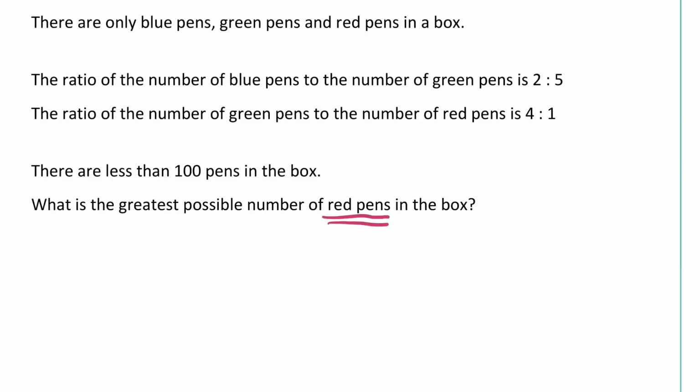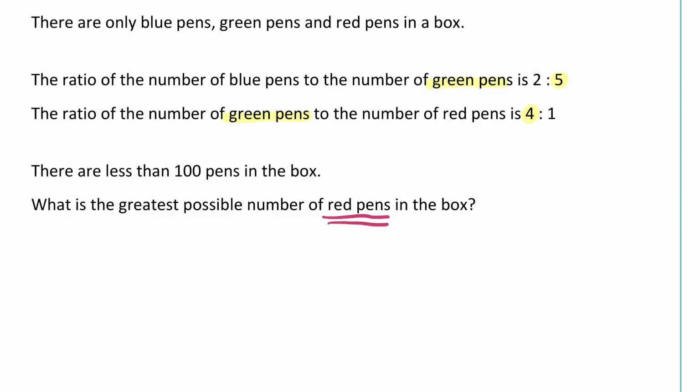So we're going to have a look at what is the crossover in both of these ratios. What I mean by crossover is what's in both. Here there are green pens in the first ratio and there are green pens in the second ratio, and that is represented by the 5 and the 4. Now we want that number to be the same. If that number is the same, we can join these ratios together. Now if we join them up, we'll then have a 3-part ratio and we can try and answer the question.